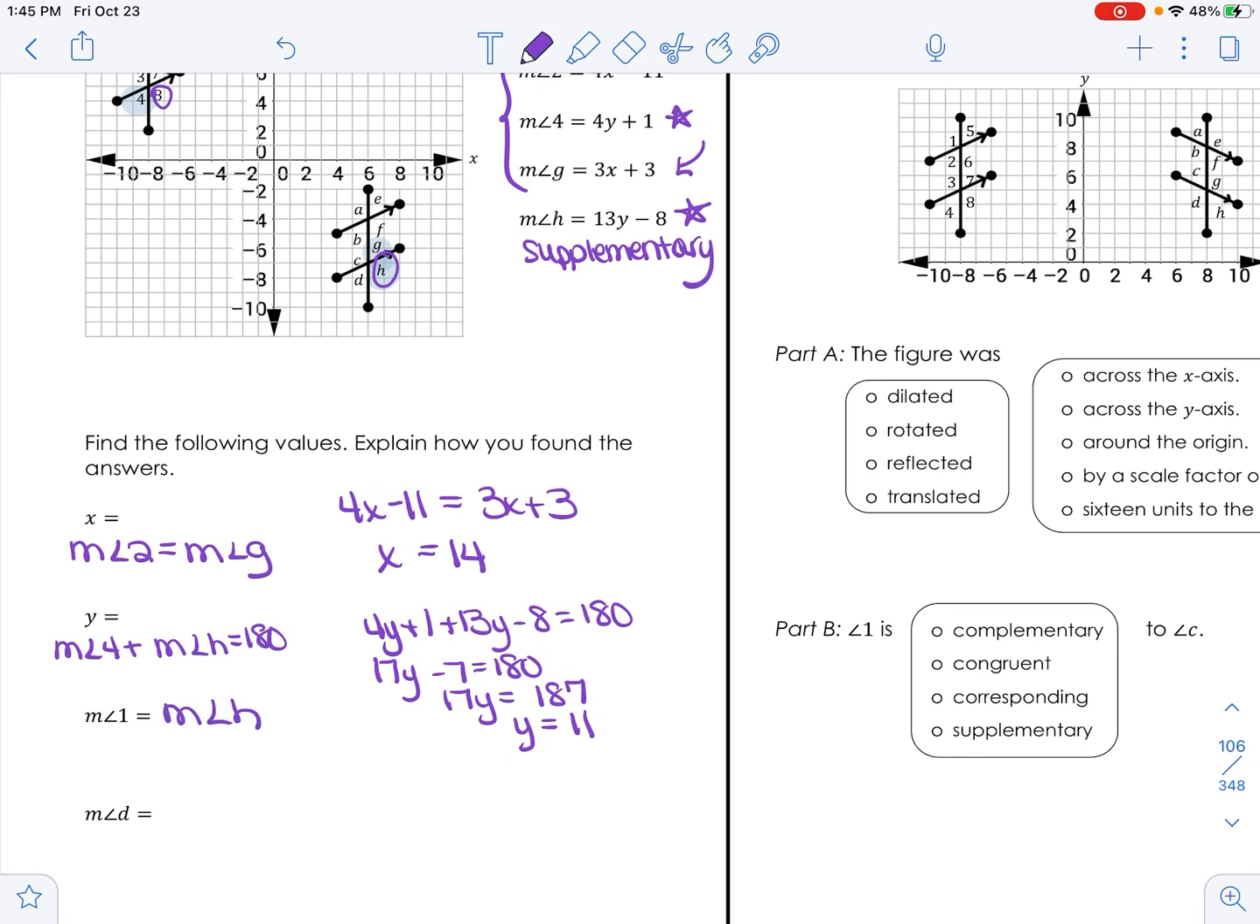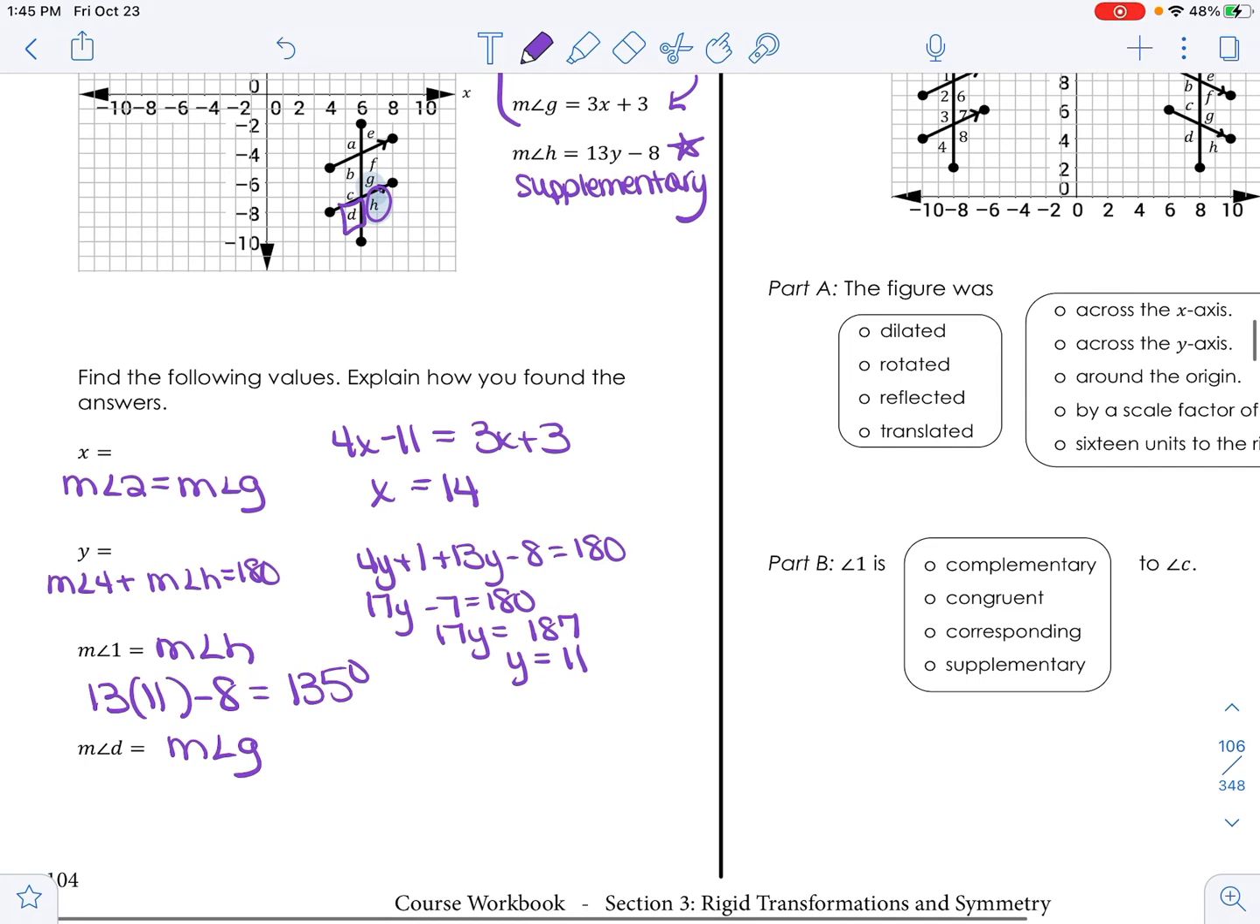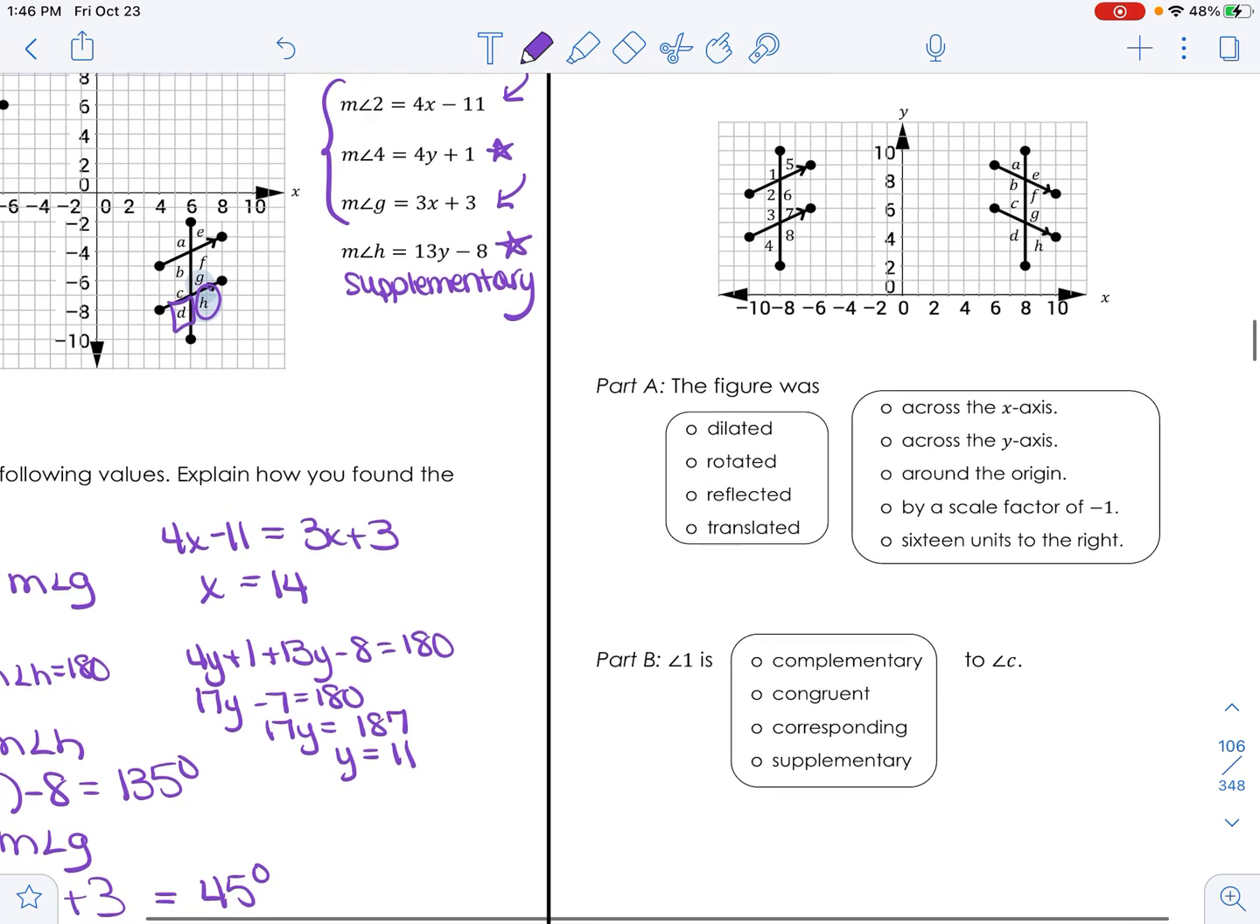I know that it's going to be equal to the measure of angle H, so I can just plug in y. So 13 times y, which is 11, minus 8, is going to give us 135 degrees. And then the last one on here, measure of angle D. Where is angle D? Right here. It's going to be congruent to the measure of angle G. And angle G is 3x, which in this case we already know x is 14, plus 3. Calculate that out, and we're going to get 45 degrees. Almost done.